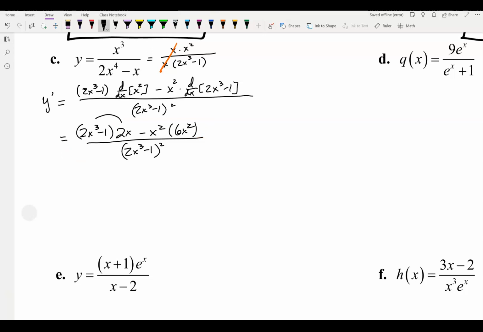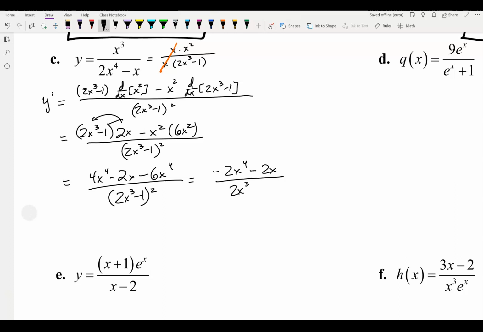So we're going to distribute the 2x. We're going to get 4x to the fourth minus 2x minus 6x to the fourth all over 2x to the third minus 1 quantity squared. That's going to give us what? A negative 2x to the fourth minus a 2x all over 2x to the third minus 1 squared. I'll go ahead and factor out a negative 2x.